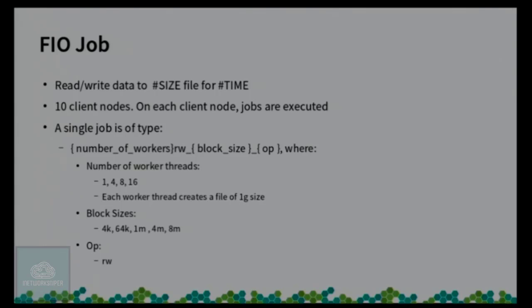And one job type would look something like number of workers. And for each worker thread, we are running for these possible block sizes. And we did test only for the read-write at this stage. So if we have 10 clients, and on each client we run only a single thread, then you have 10 jobs, and at max we can have 160 jobs.